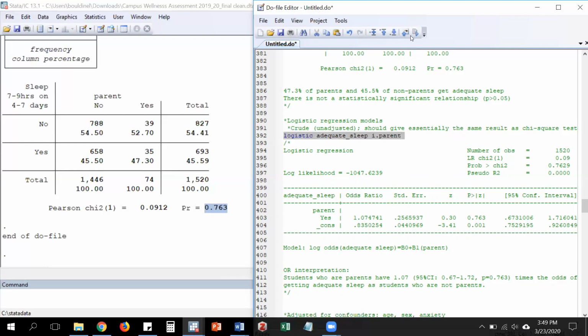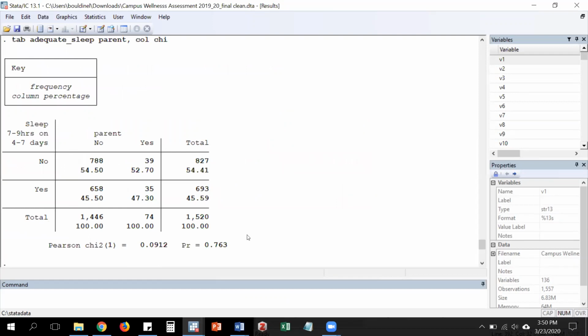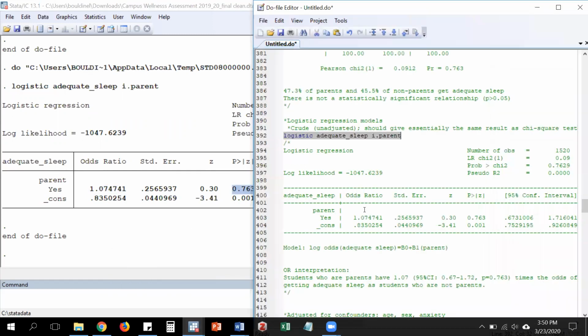Okay, so if we run this, we get an odds ratio of 1.07. So that's telling us that students who are parents have 1.07 times the odds of getting adequate sleep compared to students who are not parents. So this odds ratio is higher than 1, which means that parents are actually a little bit more likely to get adequate sleep based on this definition. They're 7% more likely to get adequate sleep, or have 7% higher odds of getting adequate sleep. But if we look at our confidence interval, it includes 1, and our p-value is 0.763, which is the same that it was in our chi-square test above. So no significant difference between parent status and sleep among our students here.